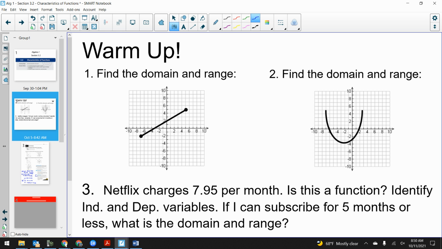No, that's not okay. It's not okay to just sit and not know what you're doing. You need to get help. Okay? So find the domain and range.